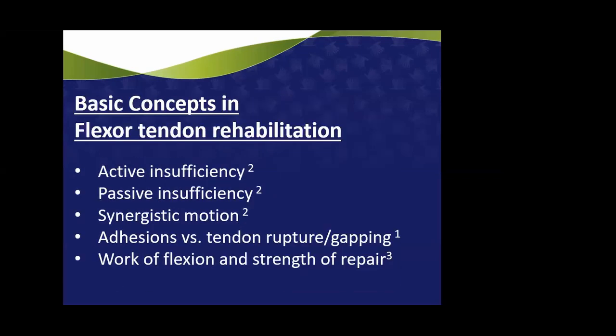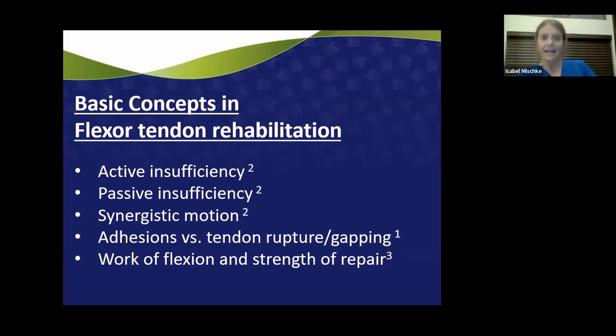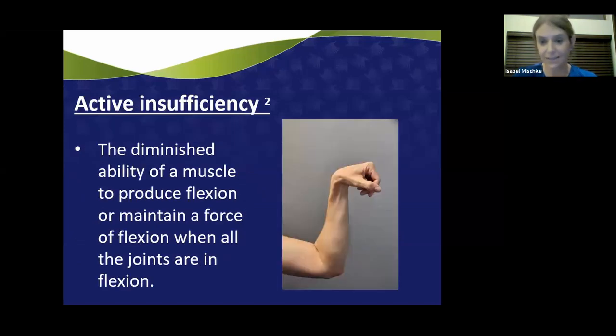Good. The basic concepts that we're going to cover are active insufficiency, passive insufficiency, synergistic motion, adhesions versus tendon rupture or gapping, work of flexion, and the strength of repair. That's basically like the building blocks or the foundation of your house. So you can treat any flexor tendon injury as long as you understand these basic concepts. So firstly, active insufficiency.